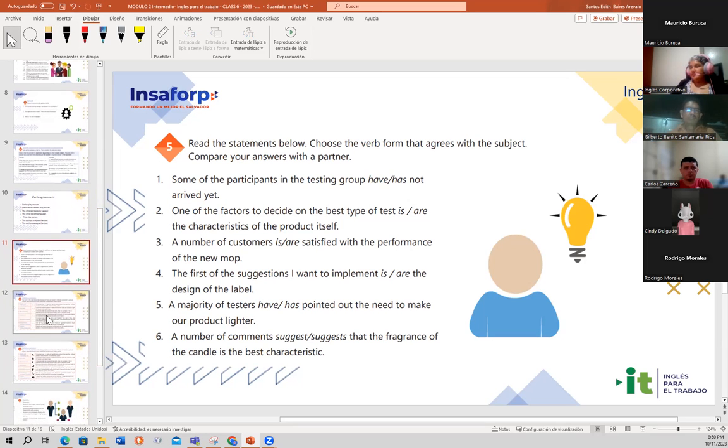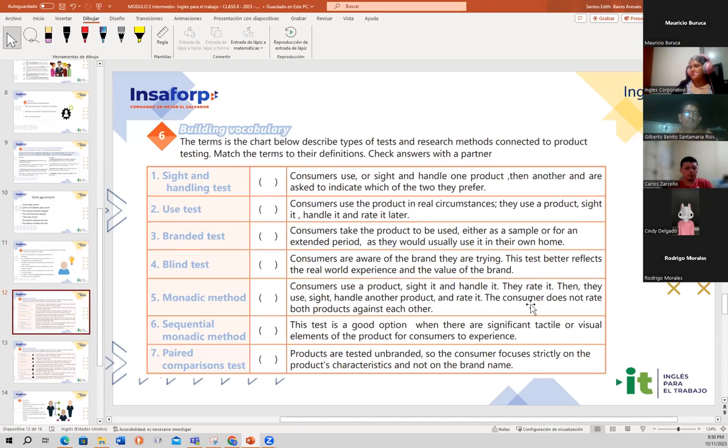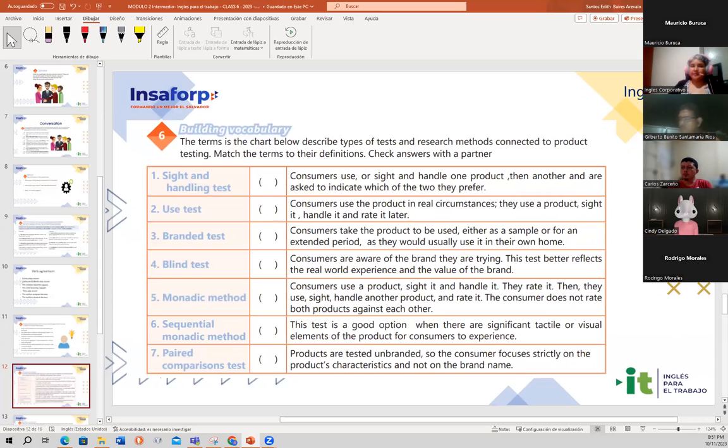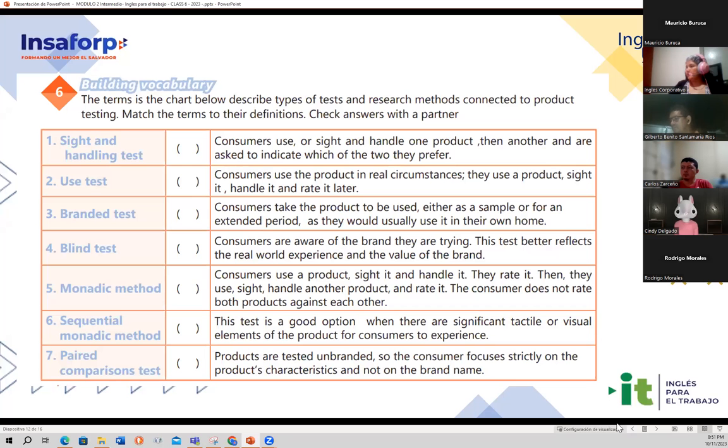Okay. Here we have some definitions. Just allow me a moment. I need to check something here. Okay, I'm going to give you from 3 to 5 minutes to read all these terms. And then we're going to match them.